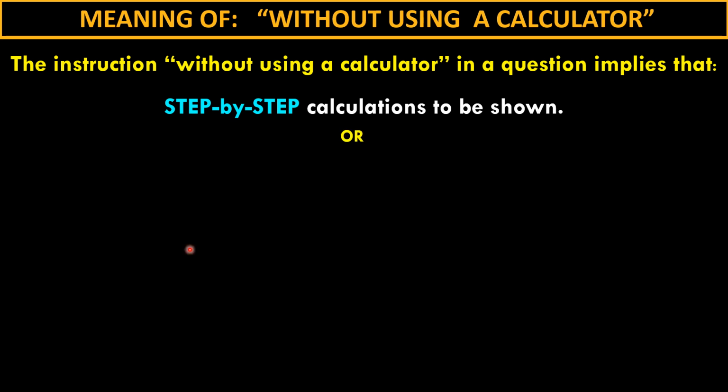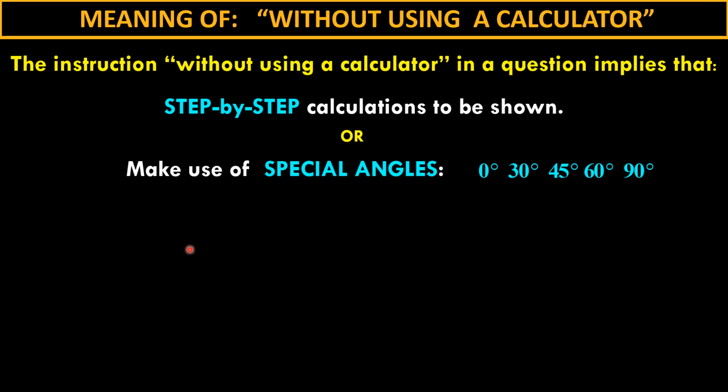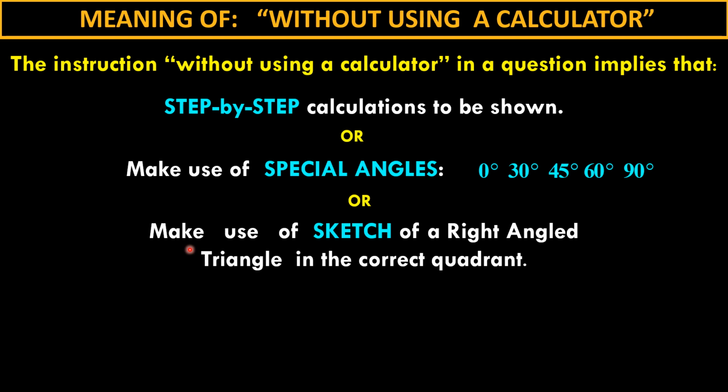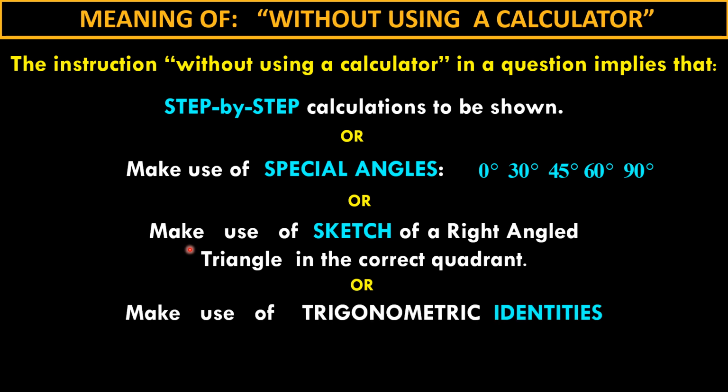Going with that, quite often you have to make use of special angles, and those are the special angles: 0 degrees, 30 degrees, 45, 60 and 90 degrees. And if that is not applicable, then you need to draw a sketch. And if that is not available, you've got one more option: you can make use of trigonometric identities. So without using a calculator, these are the options.